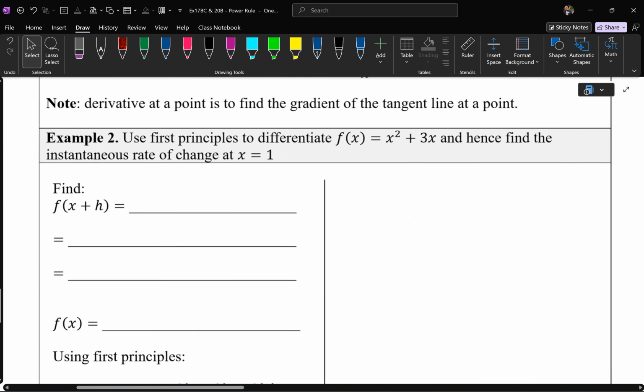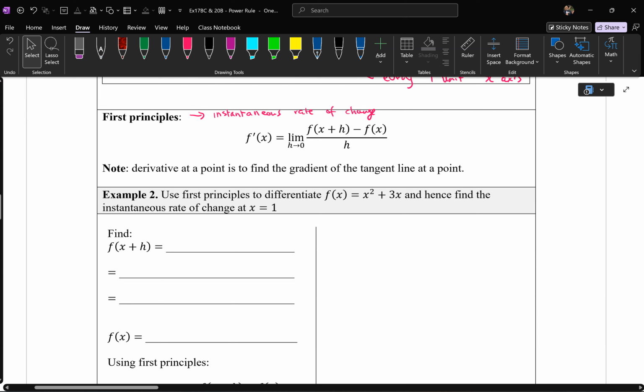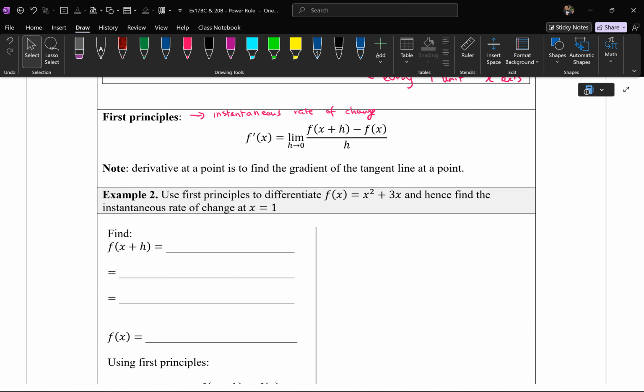So here we go, let's start off with this problem. We're going to follow this rule: find f of x plus h, find what f of x is, subtract them, and then divide by h, and the limit as h approaches 0 means make h very small.